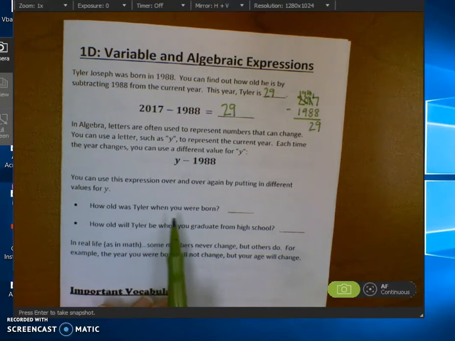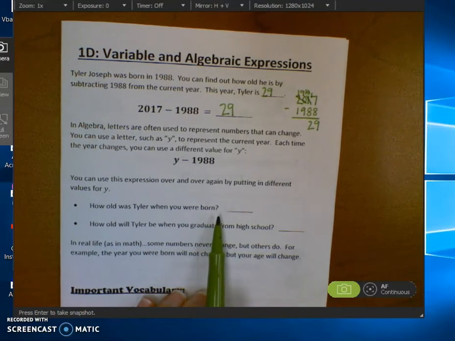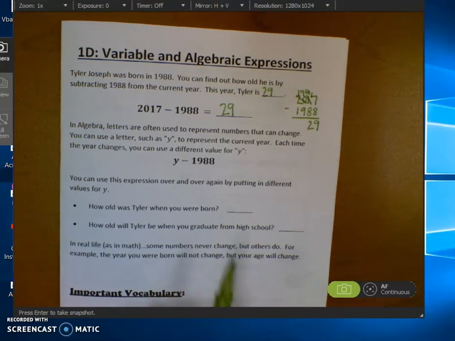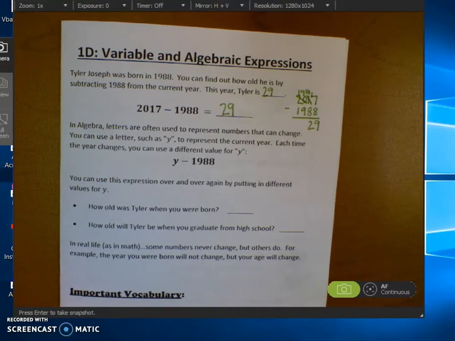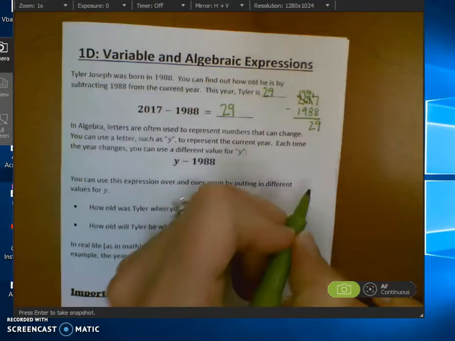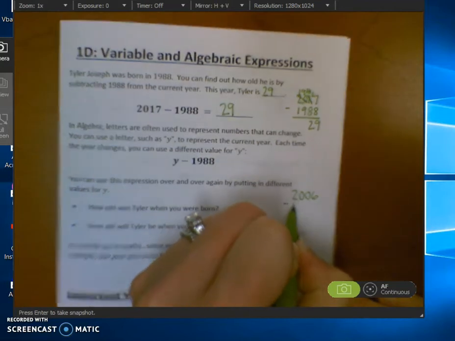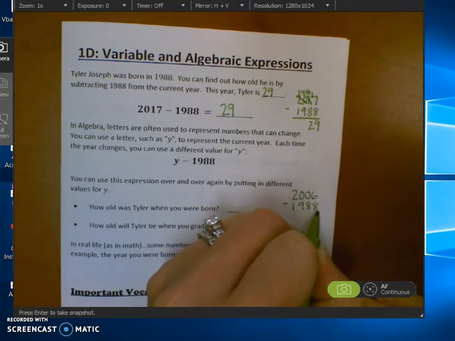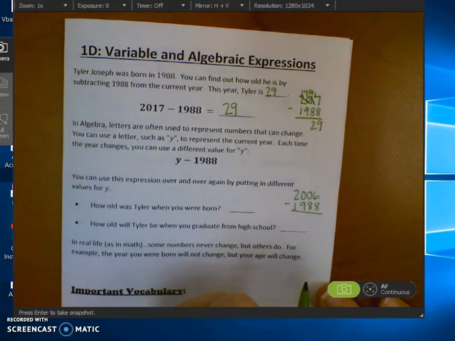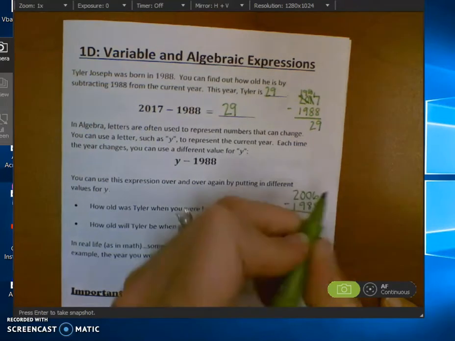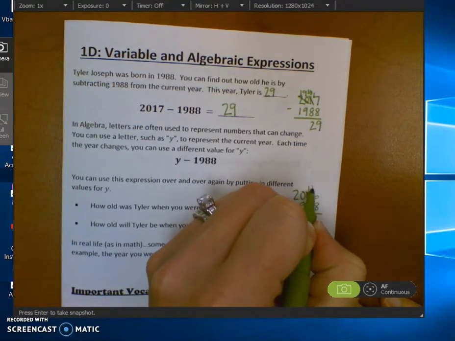How old was Tyler when you were born? So I want you to think about the year that you were born, and you're going to subtract 1988 from the year that you were born. So let's say that you were born in 2006. We're going to do 2006 minus 1988 to see how old he was at that point in time. So, I'm going to have to borrow.